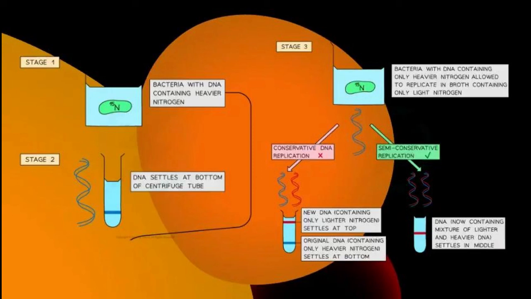If it was semi-conservative replication, all the DNA molecules would now contain both heavy and light, and therefore would settle somewhere in the middle. So the weight would be somewhere in between the two. And this is what occurred. So they confirmed that the band of DNA contained a mixture of lighter and heavier and settled in the middle of the tube. And this experiment proved that Watson and Crick's theory of semi-conservative replication was correct.